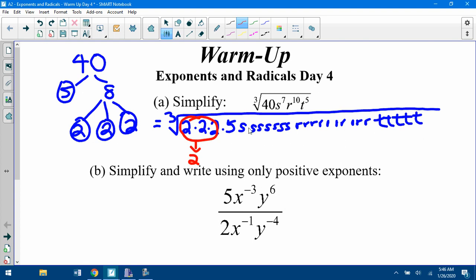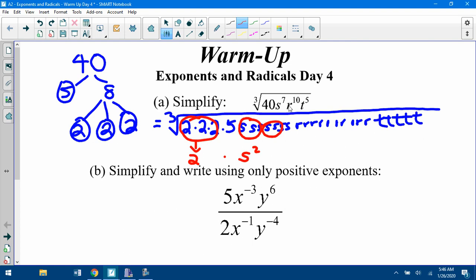Now for the S's, you can count how many groups of 3. The shortcut was what you do with the 7 and the 3. You divided them. So 7 divided by 3, 3 goes into 7 twice. So there should be 2 groups with 1 left over. Let's see. We've got 2 groups with 1 left over, exactly. So we're going to have 2 S's come out, so that's S squared.